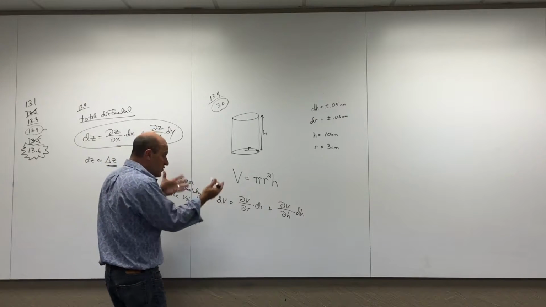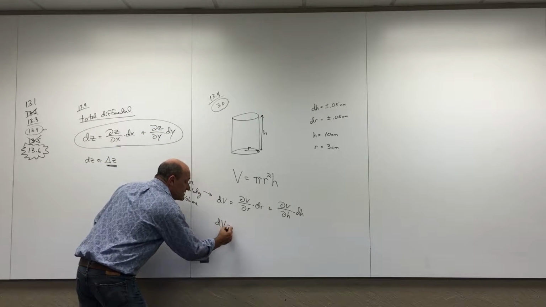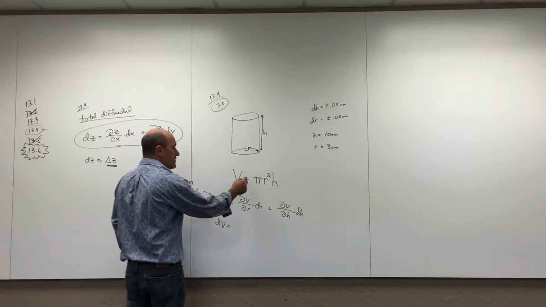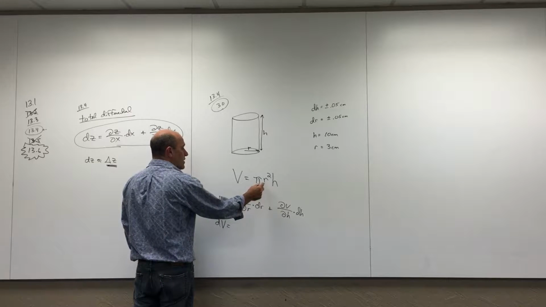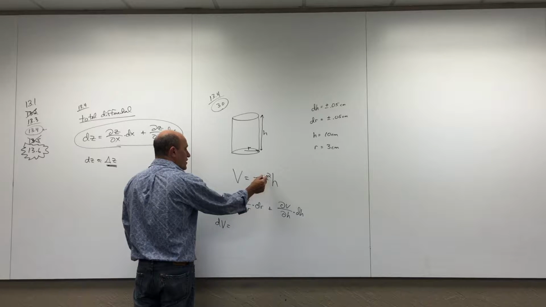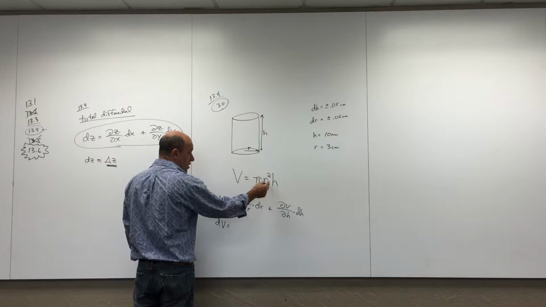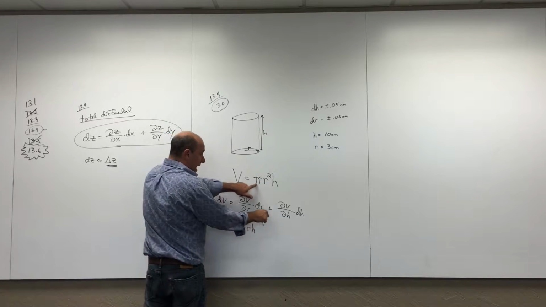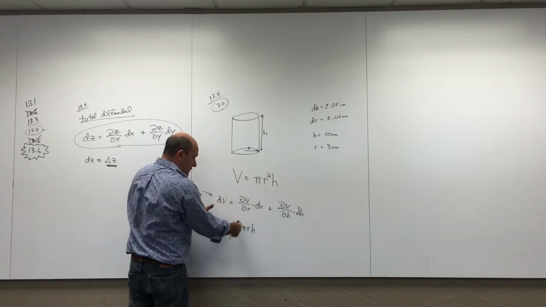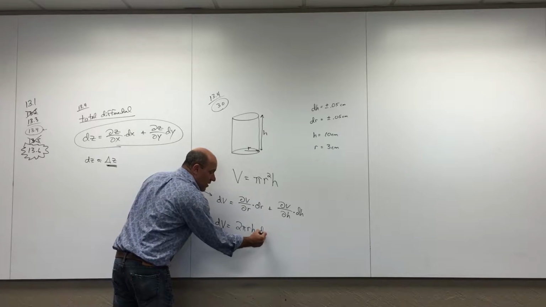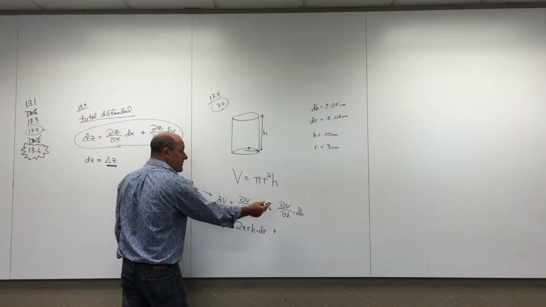Okay, now let's actually do it. What is the partial derivative of v with respect to r? 2 pi r h dr. Because you're going to treat h like a constant, and treat r like the variable, and you're just going to go 2 pi r h. I treated the pi and the h like constants, and I did the 2 right. Cool, that's dv dr times dr plus, now we need dv dh.